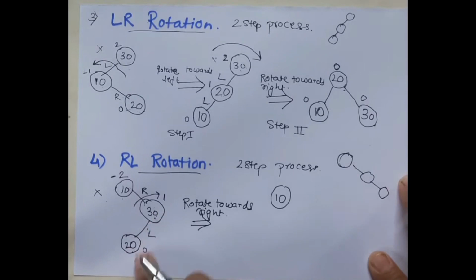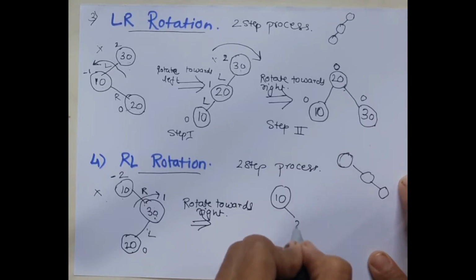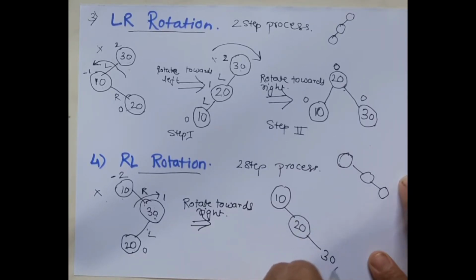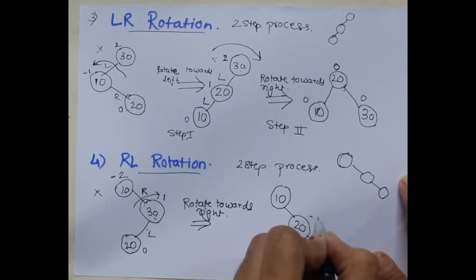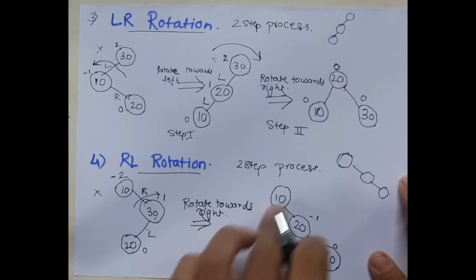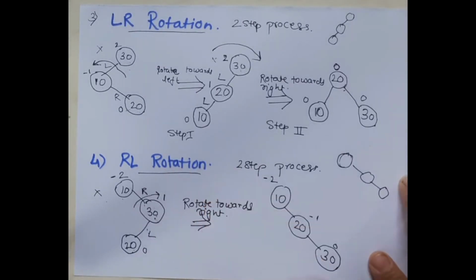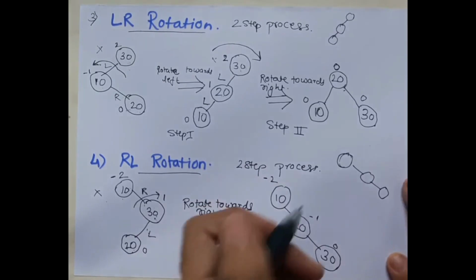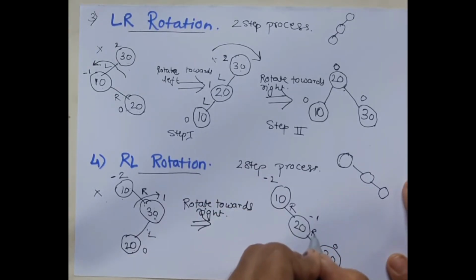Then when we rotate these two nodes towards right, what will happen? 30 will come down and 20 will take its place. So now 20 will be in middle, 30 will be down. Okay, like this. Now again we'll check the balance factors. So the balance factors will be 0, 0 minus 1 is minus 1 and 0 minus 2 is minus 2. So again this tree is not balanced. This is RR type of imbalance.